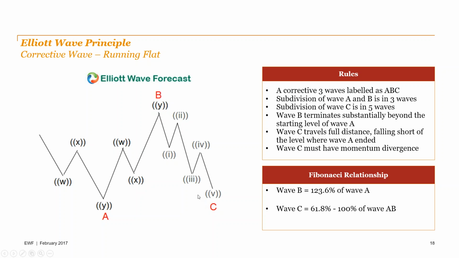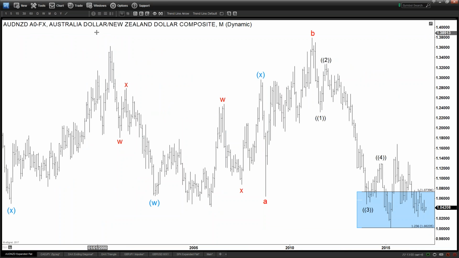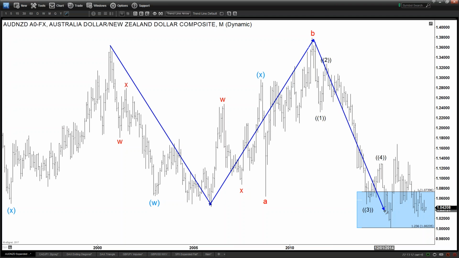Okay, let's take a look at an example of a running flat. Now you notice here Aussie dollar, New Zealand dollar in the monthly time frame. So you notice here from here. Now this is debatable where you want to place the A and B, but I'm just going to show you this one.